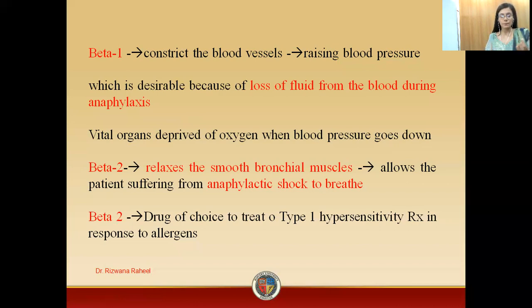What epinephrine will do, because of the activation of beta-1 receptor, it will constrict the vessels. As a result, there will be an increase in blood pressure. Secondly, we know we have breathing issues in case of anaphylactic shock. So in case of beta-2 receptor activation by the epinephrine, there will be relaxation of the bronchial muscles. So this is also beneficial for the patient who has suffered from anaphylactic shock.